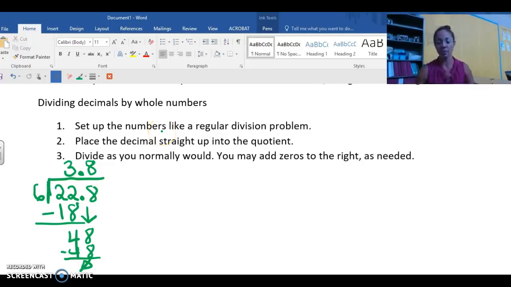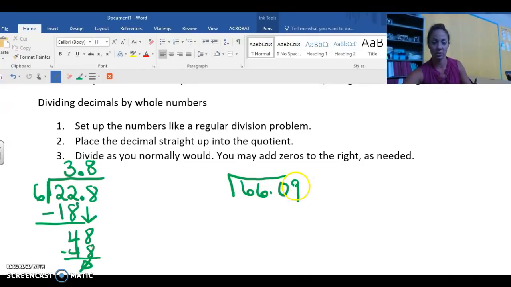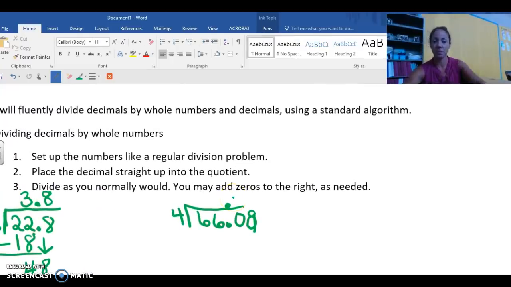We're going to do another one together, just so you really get the hang of this. Our next one is going to be 66 and 800ths, divided by 4. So we just set up our numbers like a regular division problem. Now we have to move the decimal, see there it is, straight up into the quotient. Let's fix that.